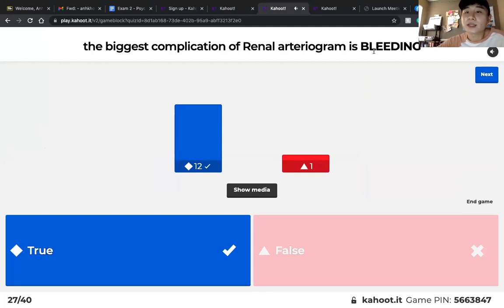Bleeding is the biggest risk, and that is correct because we go inside the bladder. So it's an invasive process.